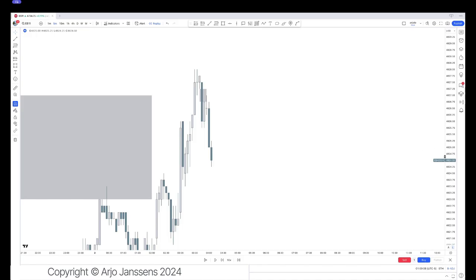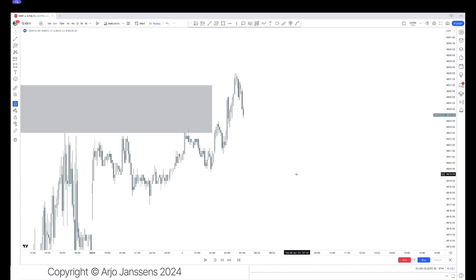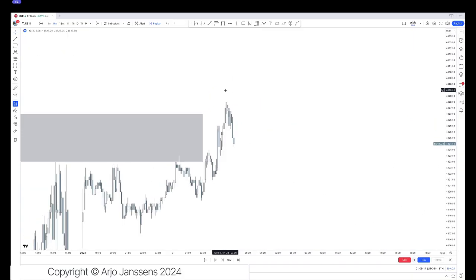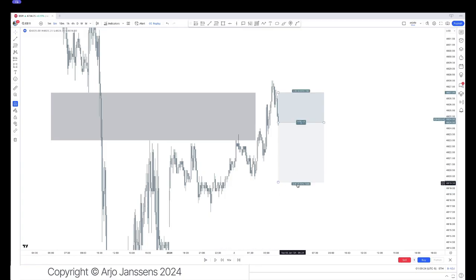That's the first reason. The second reason, and the second reason is the most important one, is because in context, I can still very easily target a 1 to 2, meaning that right there, covering these highs, my 1 to 2 is sitting right there.